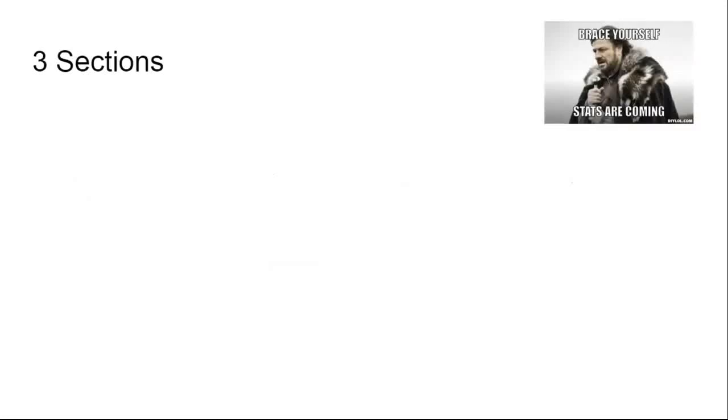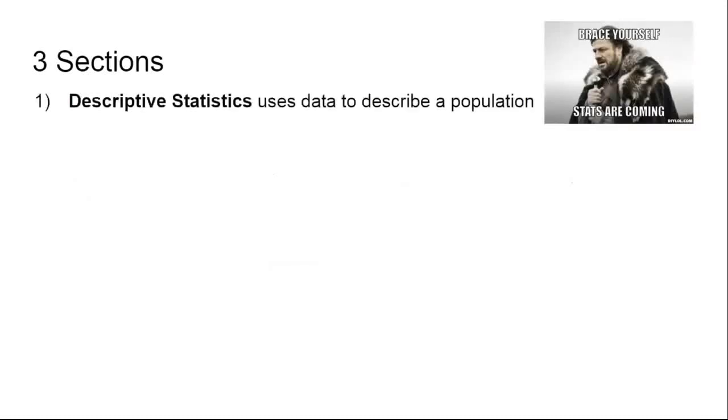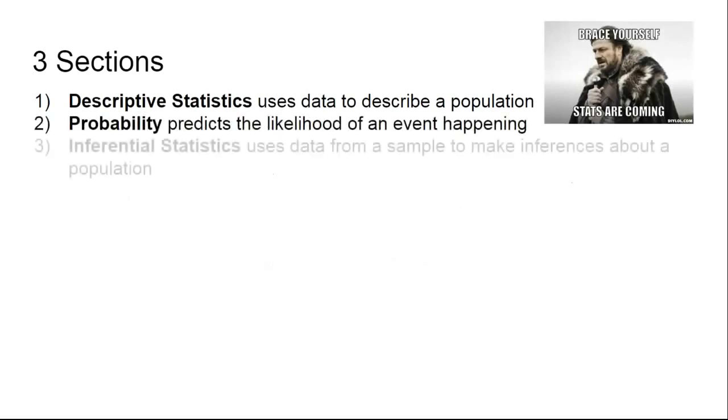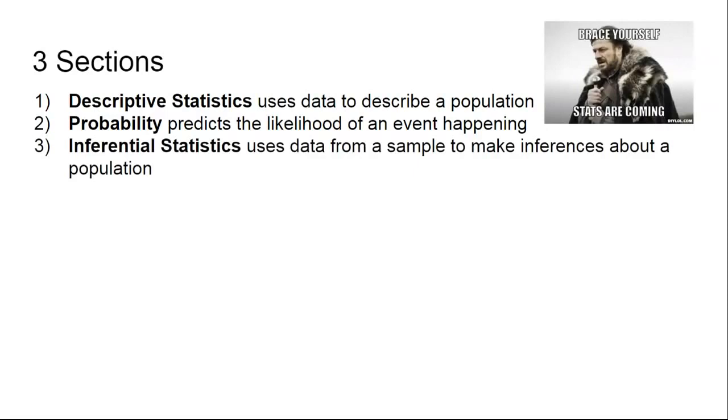There are three main categories to be covered. Descriptive statistics uses data to describe a population. Probability predicts the likelihood of an event happening. And inferential statistics uses data from a sample to make inferences about a population.